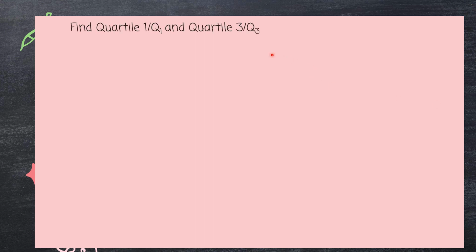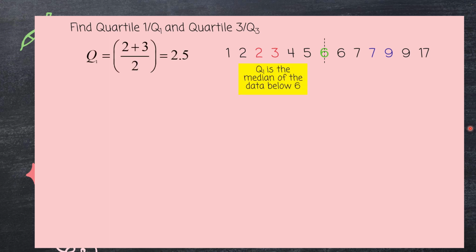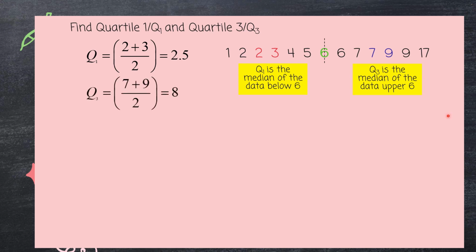Next, find quartile 1 and quartile 3. So quartile 1 is 2.5. Remember, quartile 1 is the median of the data below 6. Okay, the third quartile or quartile 3 is the median of the data above 6, which is quartile 3 equals 8.